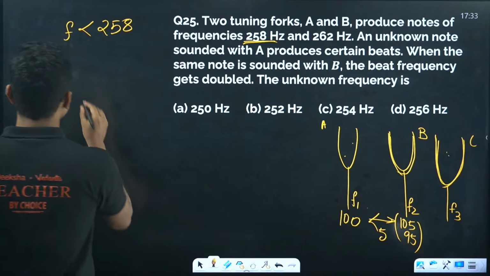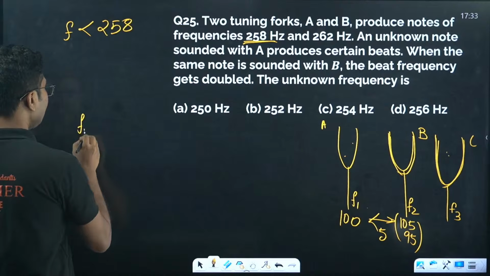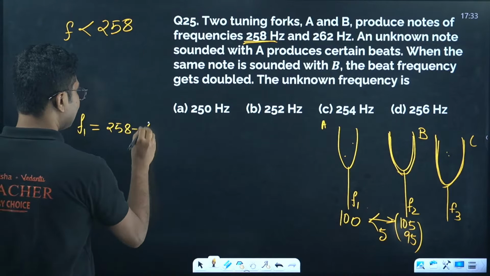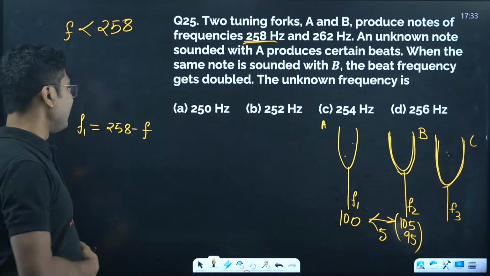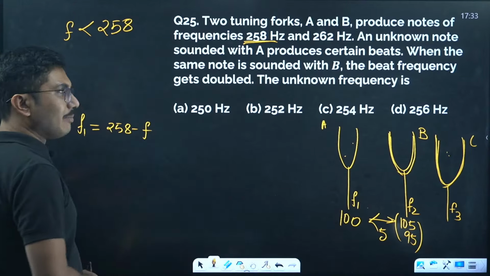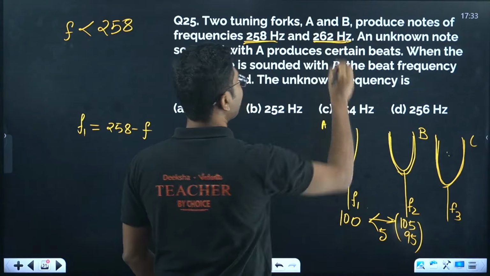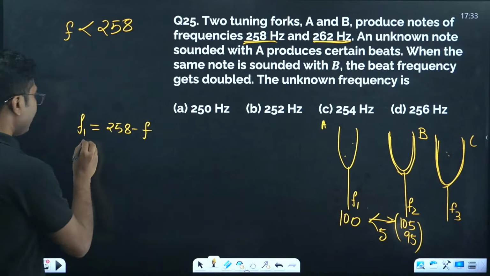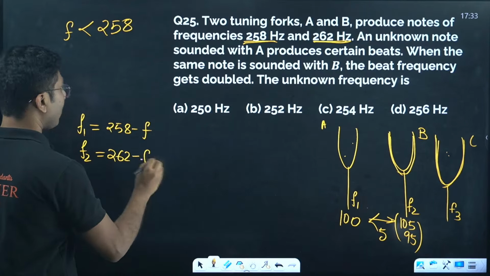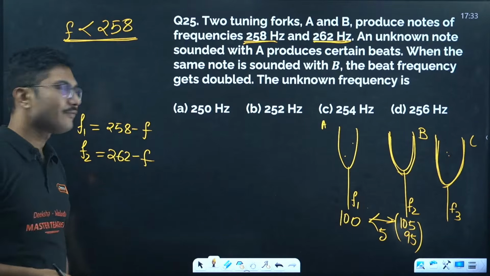So that means the first case, the beat frequency F1 is given by 258 minus F. Now it says that there is one more device. Another one is 262. So what is the beat frequency 2? Beat frequency 2 will be 262 minus F. Obviously, if it is less than 258, it will be 262 minus F.